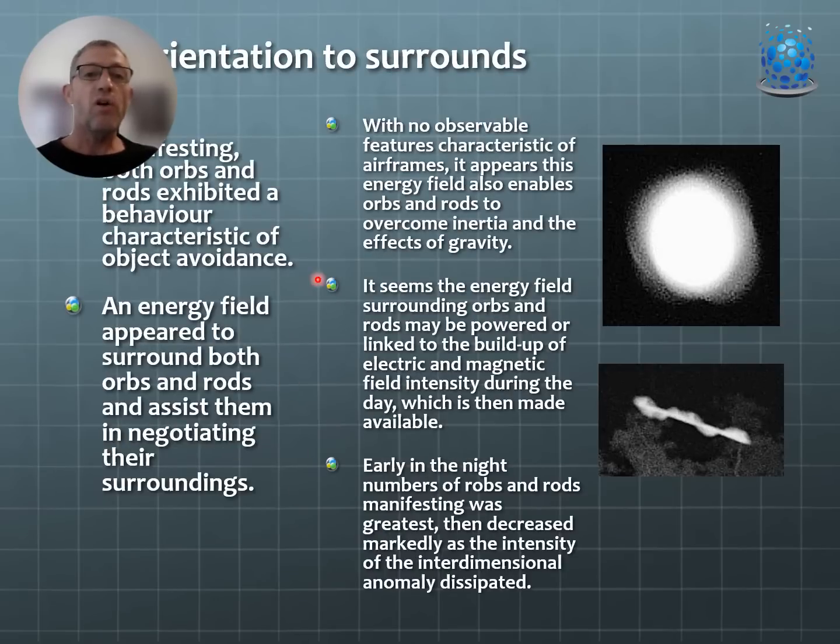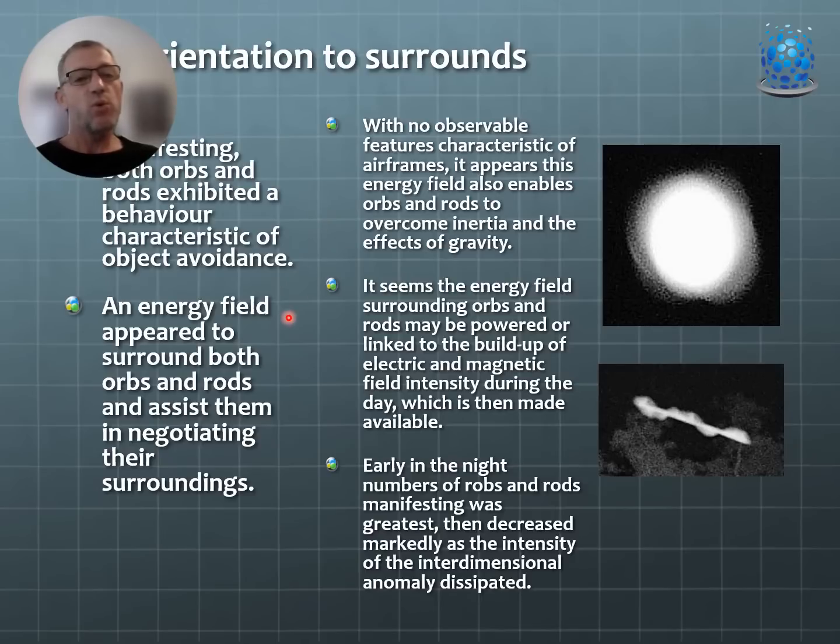Now in terms of orientation to surrounds, orbs and rods exhibit characteristics of object avoidance. Now in presentations 1 and 2 we talk about that quite a lot, and what features of orbs and rods may allow them to demonstrate object avoidance. So I won't go into that in too much detail here, but if you look at the previous presentations you can read all about that.